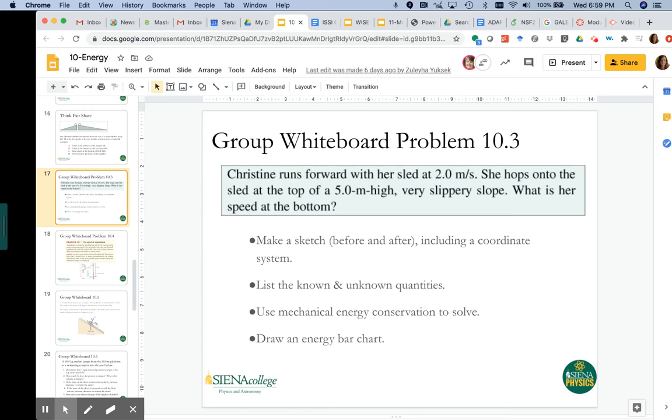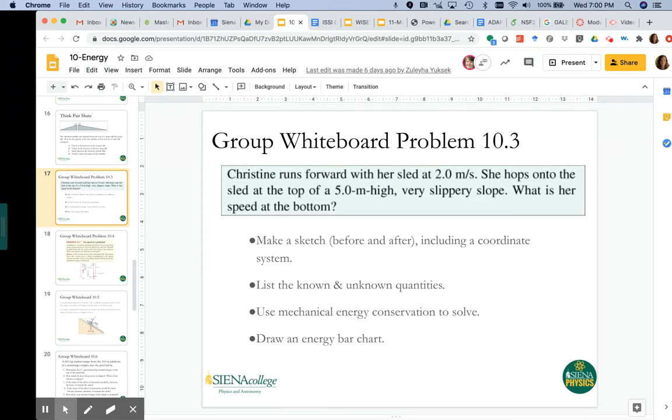Okay, we were solving group whiteboard problem 10.3. Christine runs forward with her sled at 2 meters per second. She hops on the sled at the top of the 5 meter high, very slippery slope. What is her speed at the bottom?